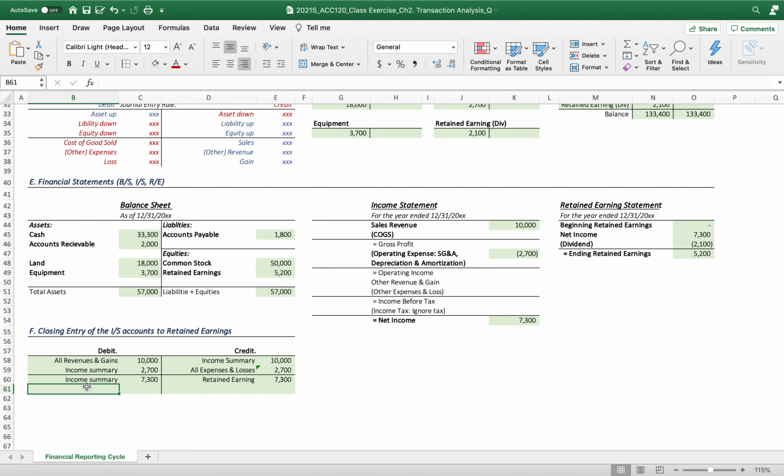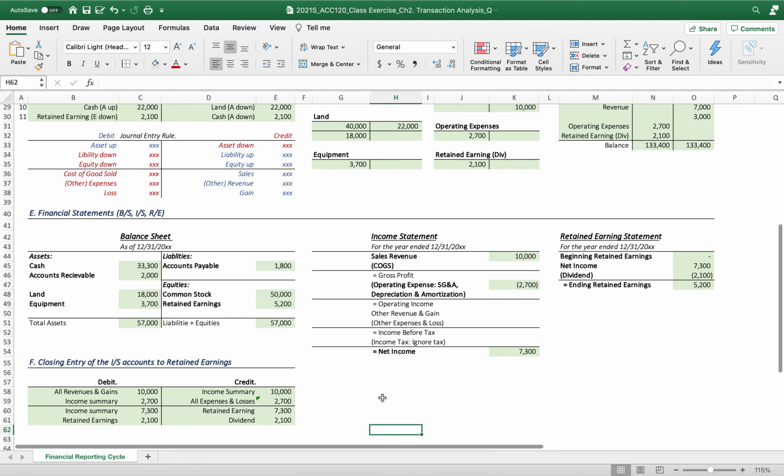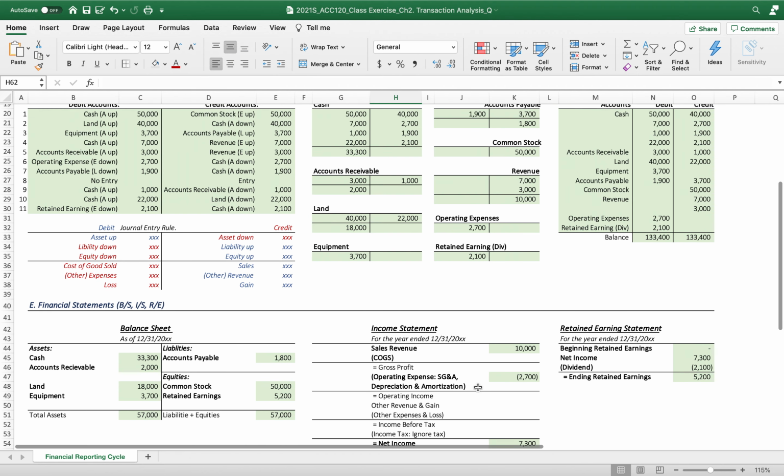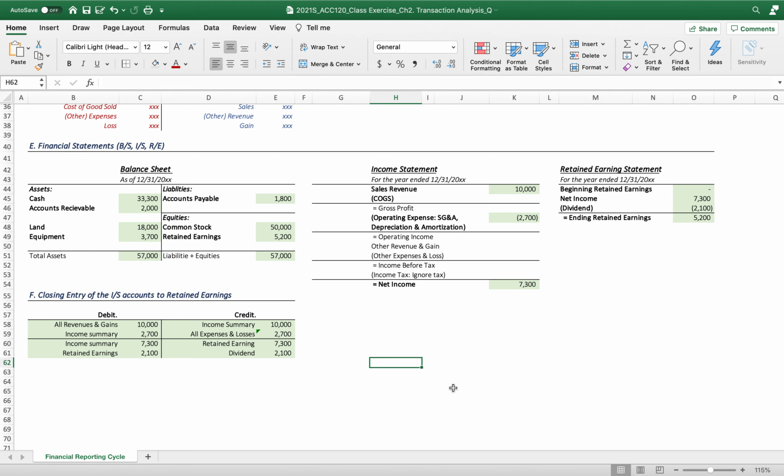And then we will reduce this retained earnings by 2,100. Why? We paid the dividend, right? Dividend 2,100. So we reduce this retained earnings by 2,100. Okay, then we closed all the income statement accounts, including this dividend. Okay, that's it. See you guys in the next video clip. Bye bye.